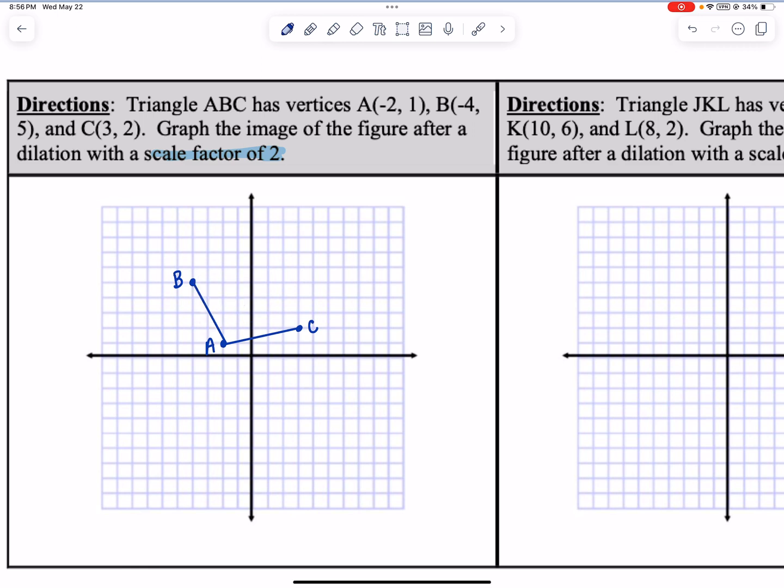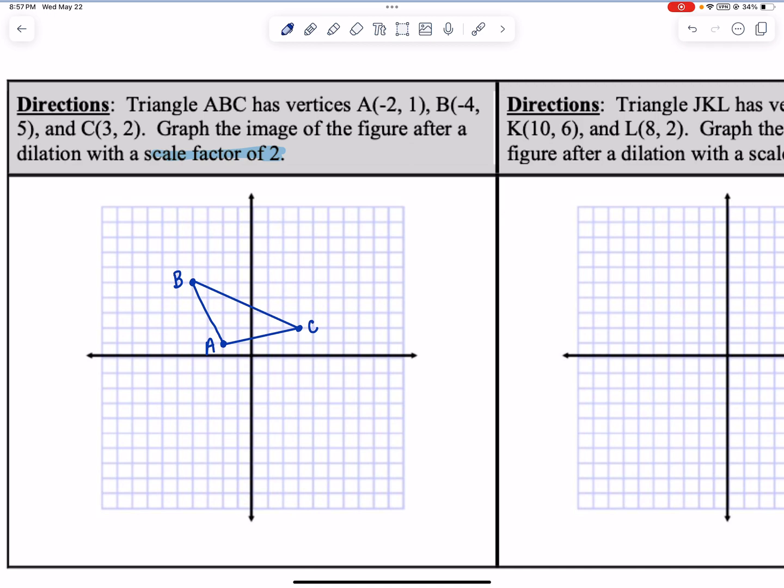Oh, I'm going to have to free draw that one. It's not locking in nicely for me. There we go. Okay, so there's my triangle, and we need to now do a dilation with a scale factor of 2.